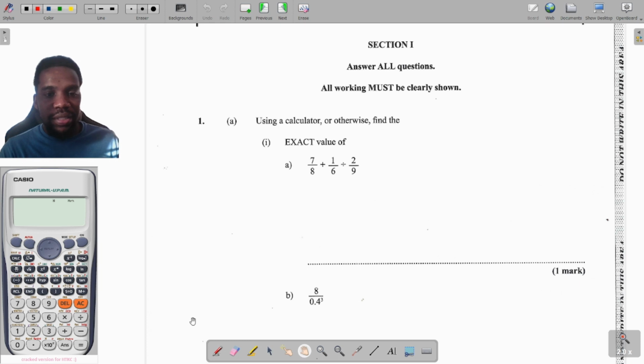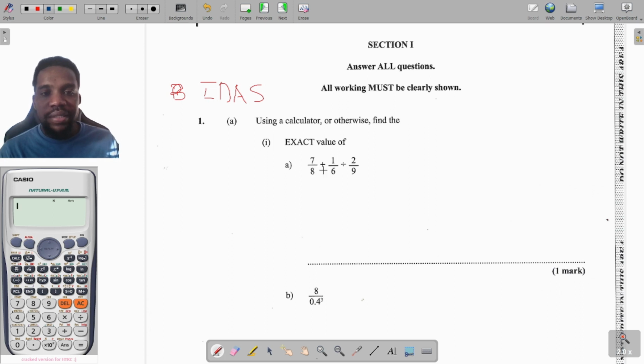Now, question 1 says, using a calculator or otherwise, find the exact value of this. Now, I'm going to start by finding it without a calculator because there's something that we should know even though we're not using a calculator, right? So we have addition and we have division. We're going to resort to what we call BIDMAS. Now, BIDMAS means bracket, indices, division, addition, and then subtraction. All right, very important.